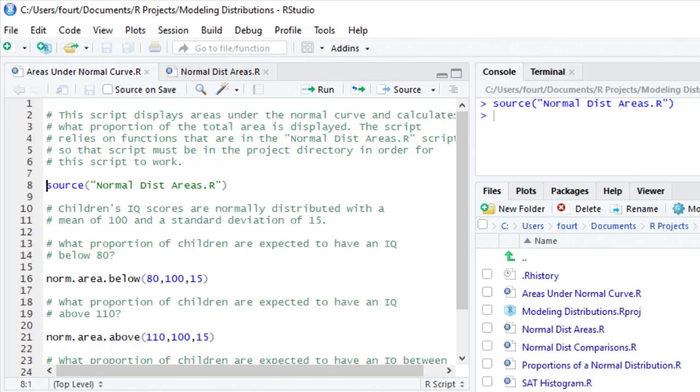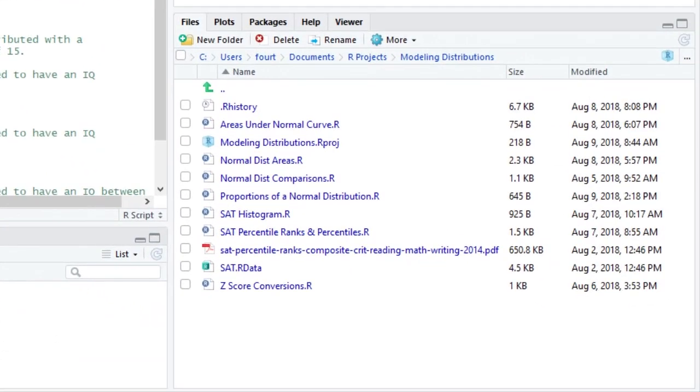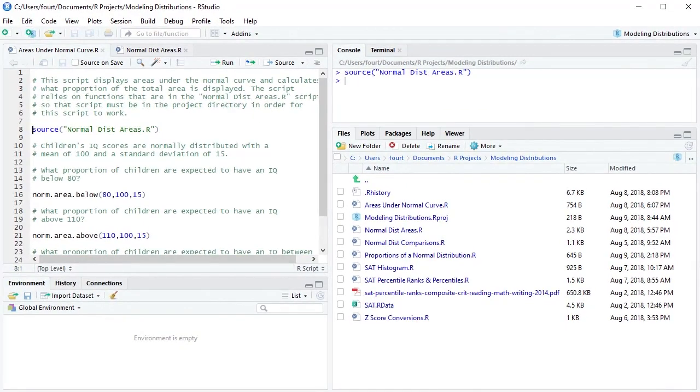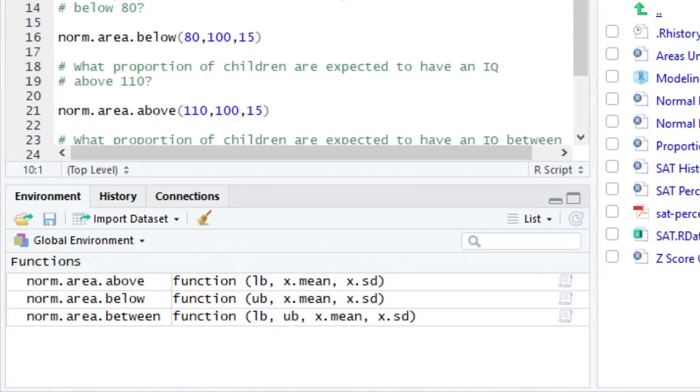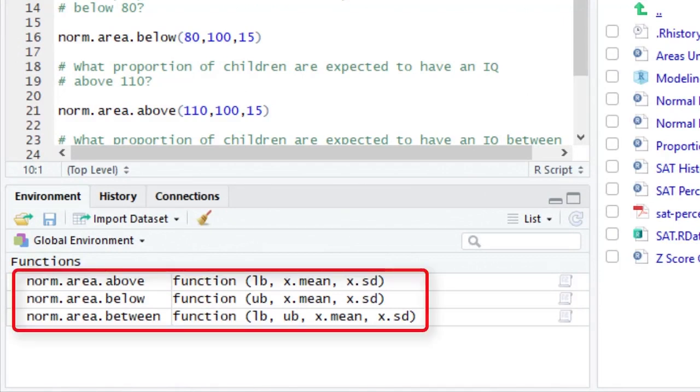For our script to work, we must make sure that the normaldist_areas script is in our working directory. The easiest way to make sure this is the case is to use a project and put the script in the project folder, just as we would with any script we want to use in our project. You can see that I've done that. When I run the source function, my new functions appear in the environment pane. Let's put them to work.